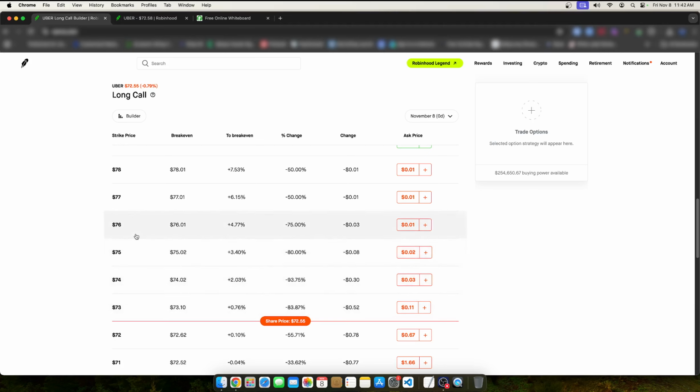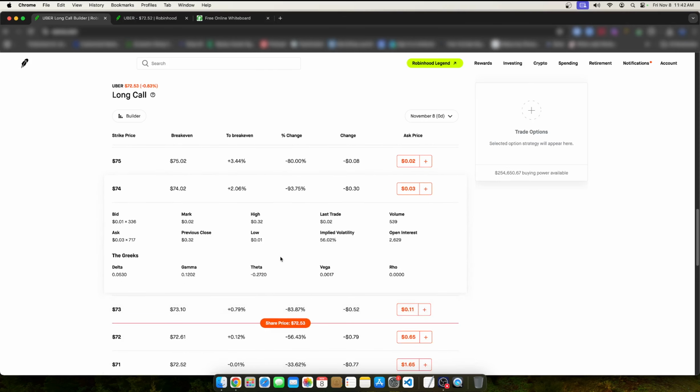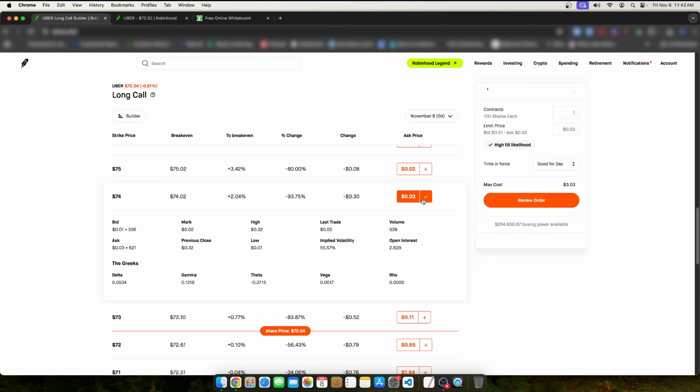Why? Because there's a timeline. So let's kind of look at this. So for example, if I believe that the stock price will break 74, I would click 74 here, and I would click here, this little plus.